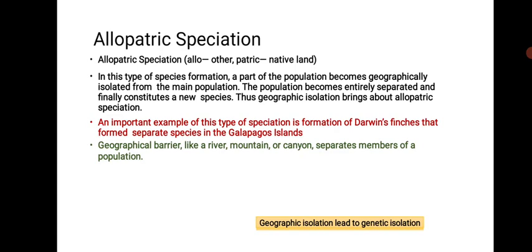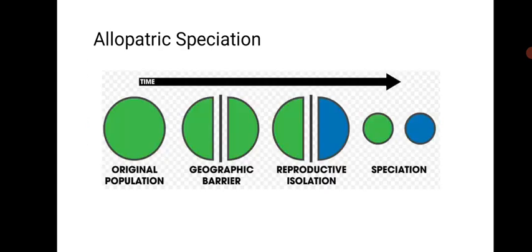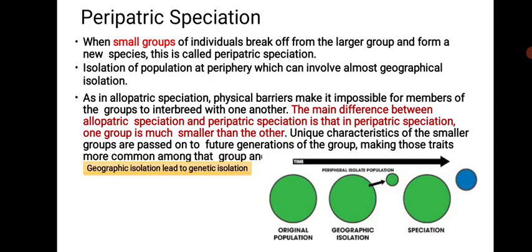An important example of this type of speciation is the formation of Darwin's finches that form separate species in the Galapagos Islands. Geographical barriers like a river, mountain, or canyon separate the members of a population. In allopatric speciation, the original population is separated due to a geographical barrier, and these geographical barriers lead to reproductive isolation and speciation can occur, that is, the formation of a new species.